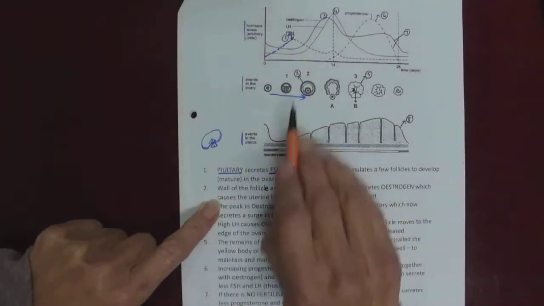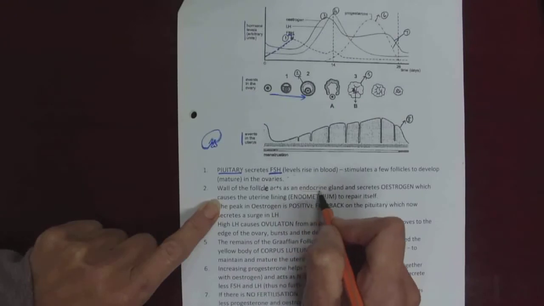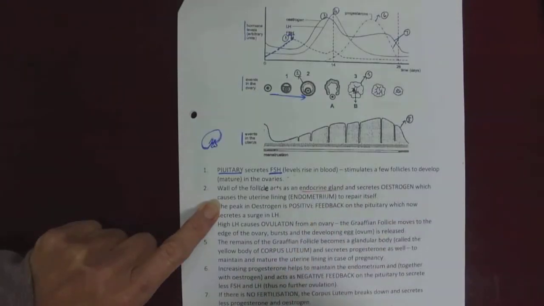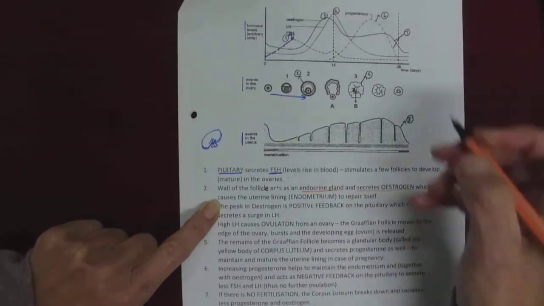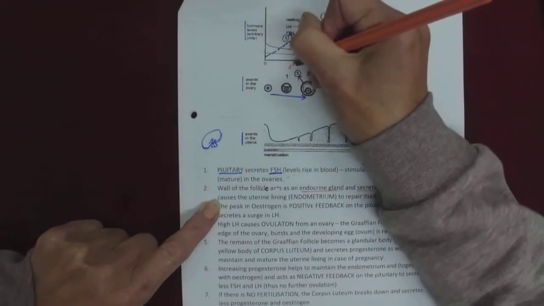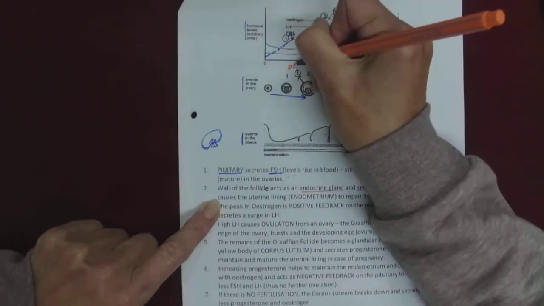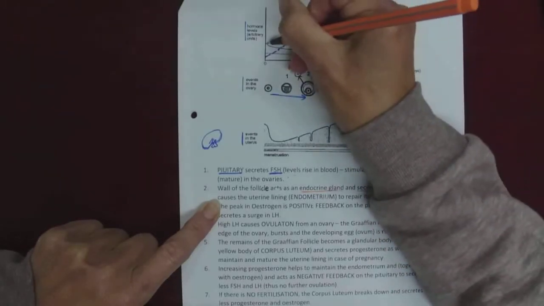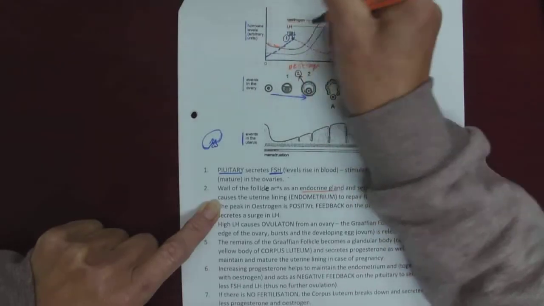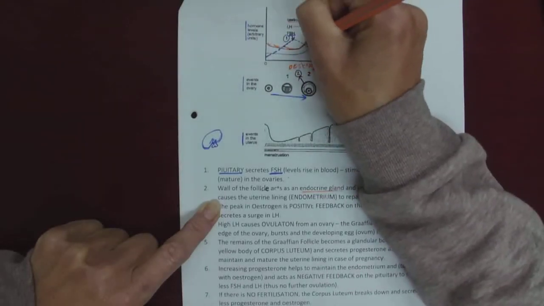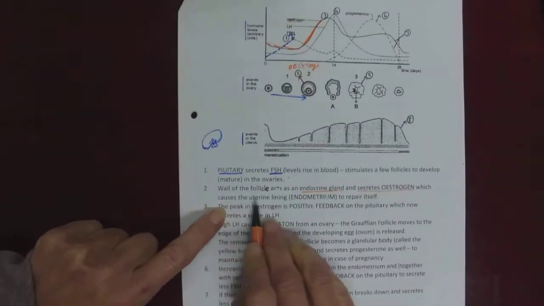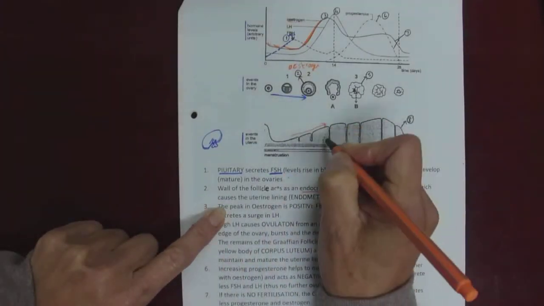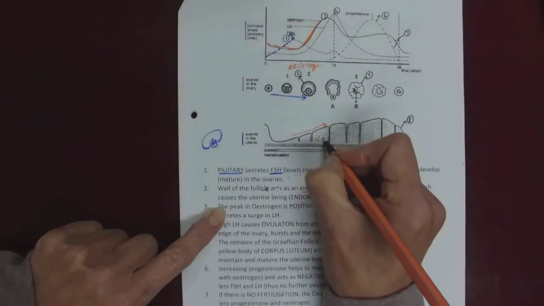Now, if we look here, it says, number 2, the wall of the follicle. Okay, the wall of that follicle acts as an endocrine gland. So remember, endocrine means that it produces hormones which then are transported by the blood. So the wall of that follicle secretes estrogen, and you can see here that the level of estrogen starts increasing in the blood. And that causes the uterine lining, known as the endometrium, to become thicker.